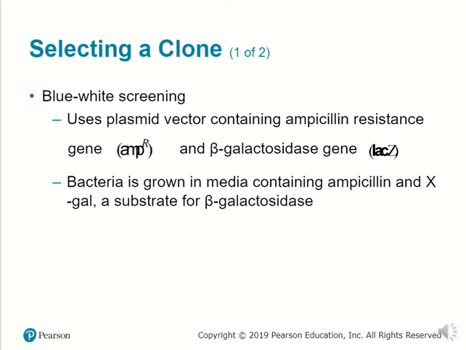Now, selecting a clone. Blue-white screening. This uses a plasmid vector containing an ampicillin-resistance gene and the beta-galactosidase gene. The bacteria are grown in media containing ampicillin and X-gal, a substrate for beta-galactosidase.